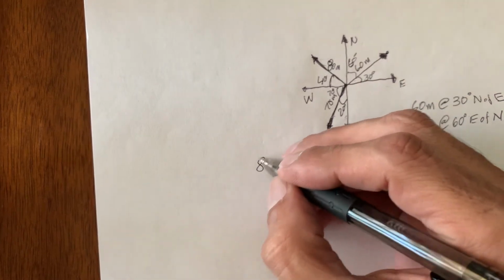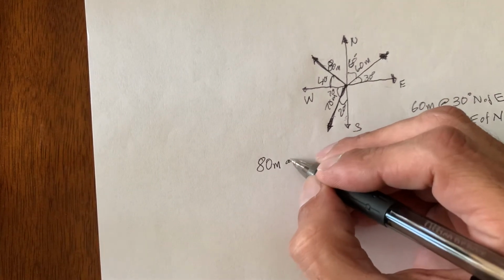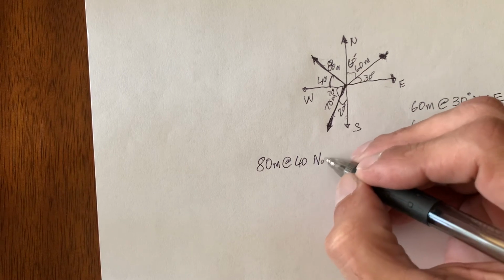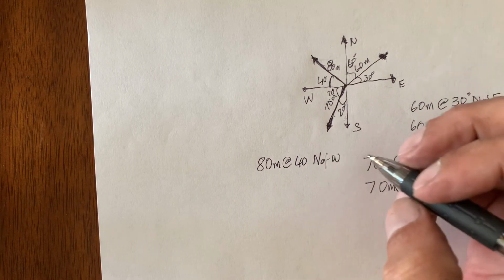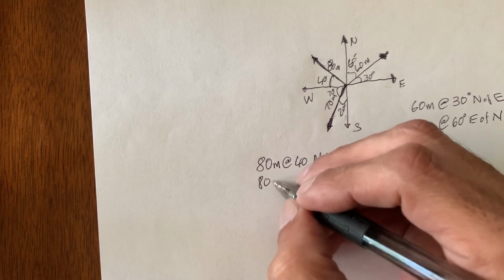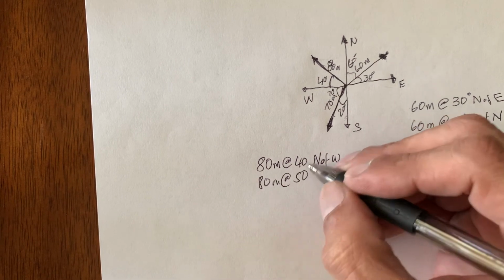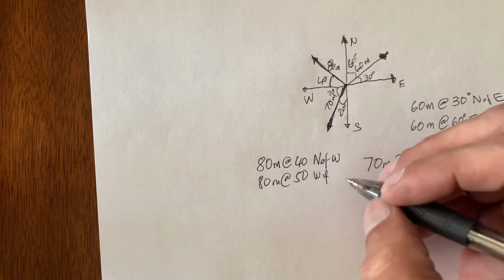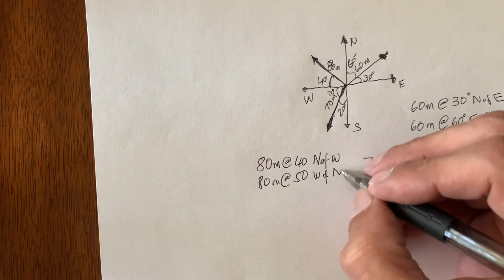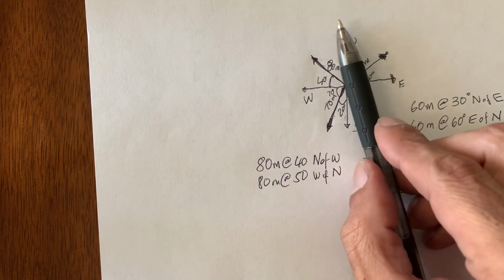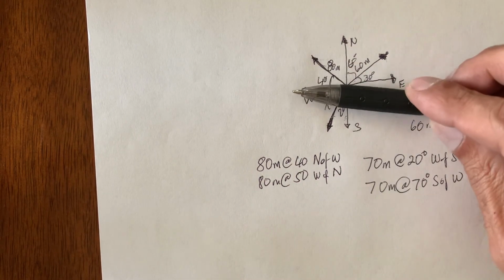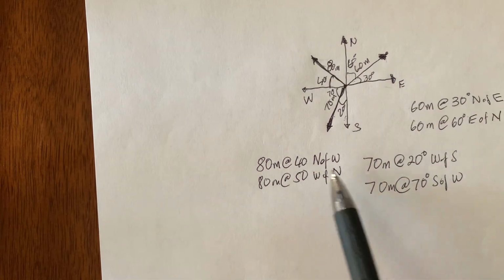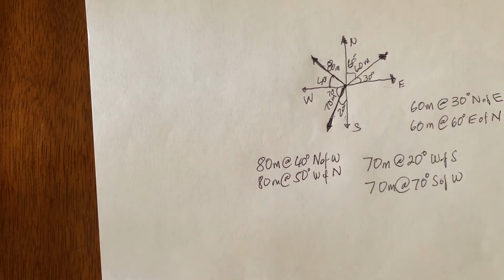And so you could write that as 80 meters at 40 degrees north of west, or 80 meters at 50 degrees, and remember these will always add up to 90, west of north. And so you can see this is 50 degrees west of the north. This is 40 degrees north of the west. And so that's how we would write them down.